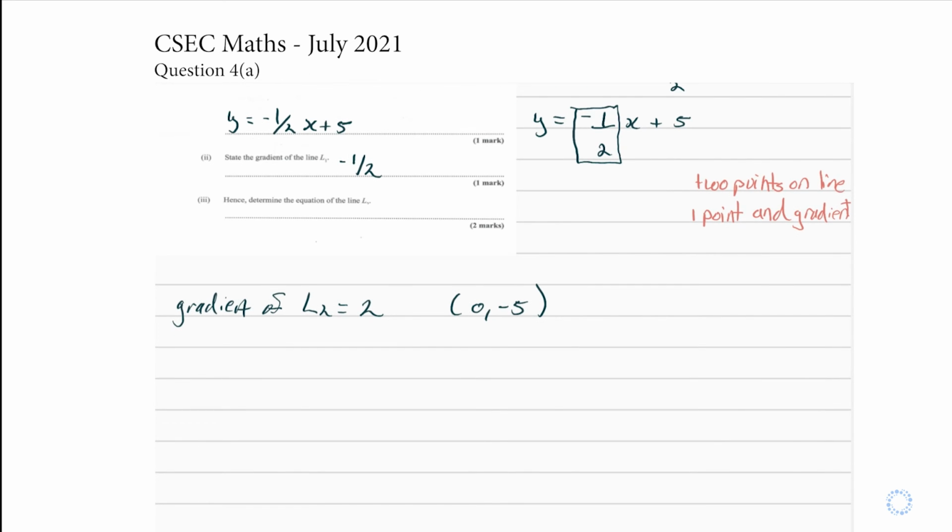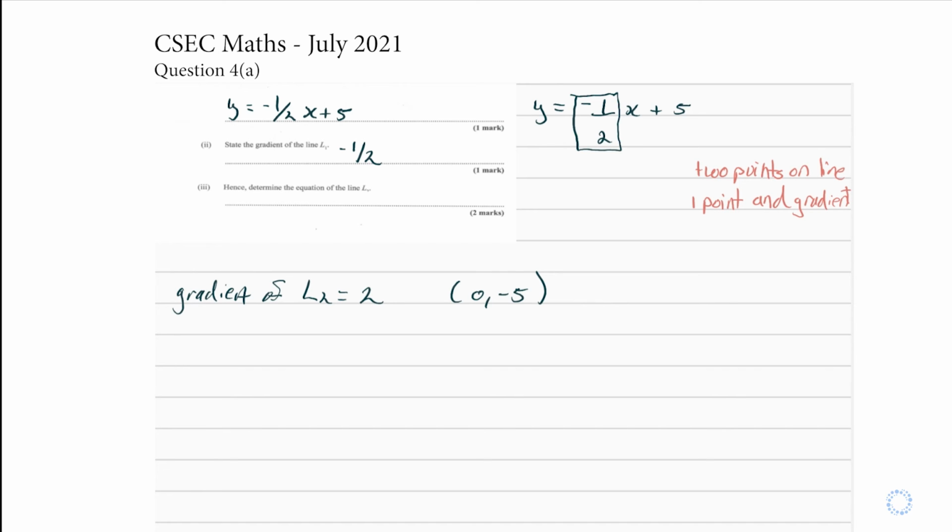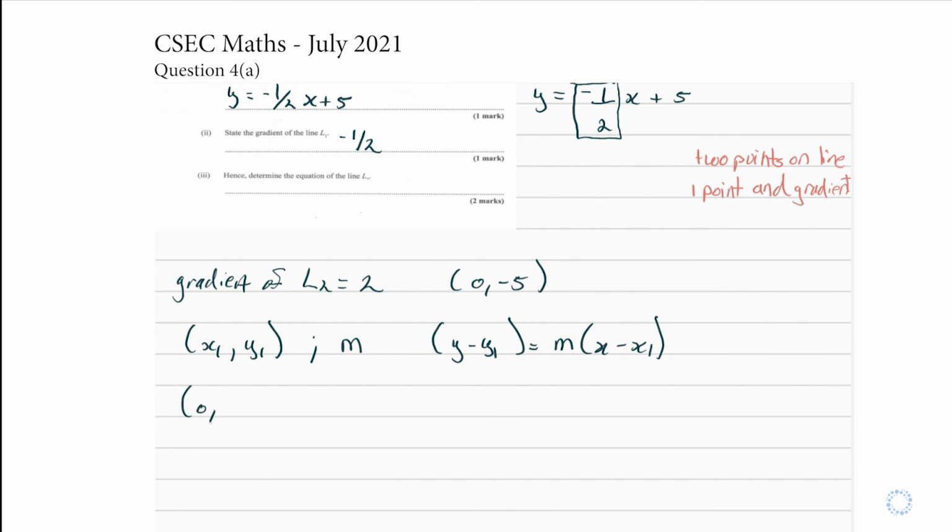So here's how we find the equation of the line now. They always do it like this. For any line that has the point (x1, y1) and gradient m, the equation of this line we could find by doing this: y minus y1 is equal to m into x minus x1. In this case here, (x1, y1) is (0, -5). m is equal to 2.